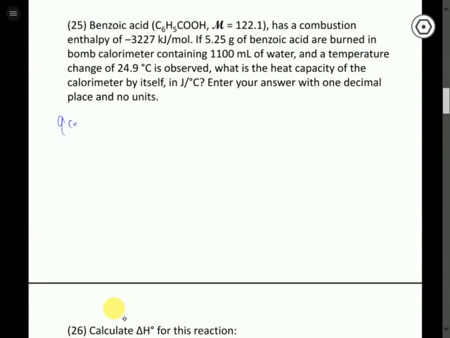If we're calculating the heat absorbed by the calorimeter, this is a combustion reaction, so it's going to be heating up. We have water in the calorimeter. Very often we're going to tell you how much water there is, and that's going to be the m c delta T term.